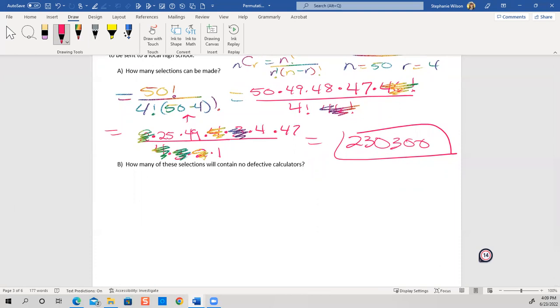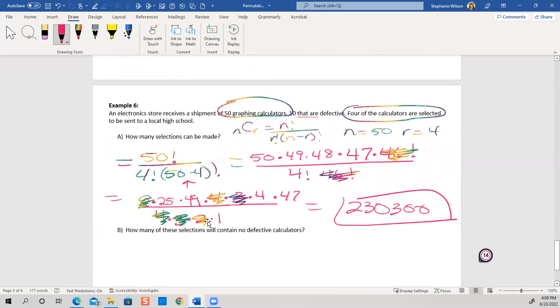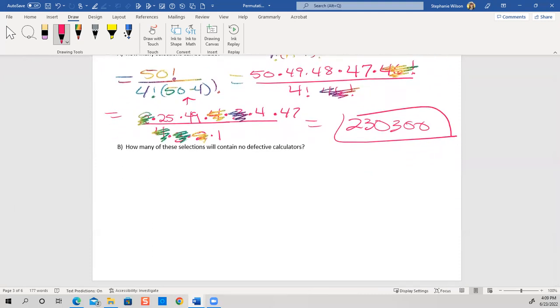So that's a combination. B says, how many of these selections will contain no defective cards? So when we come back up here and look again, we got 50 cards. I said cards again, my apologies, guys. We come back up here and we see we got 50 calculators, and it said 10 of them are defective. That means we need to take that 50 and subtract the 10, and that gives me 40. So this is going to be my N. My R says that we're still doing them in 4 selections. And now let's do our combination.